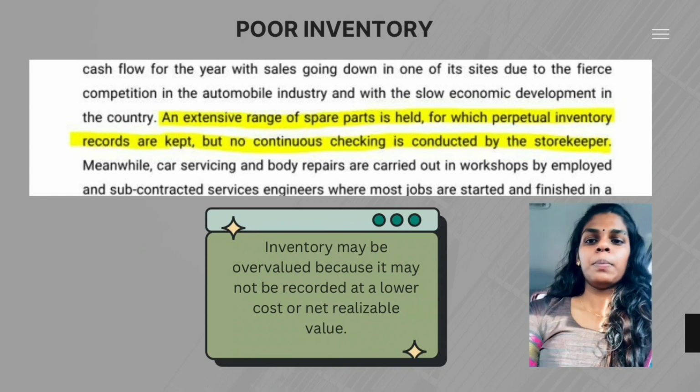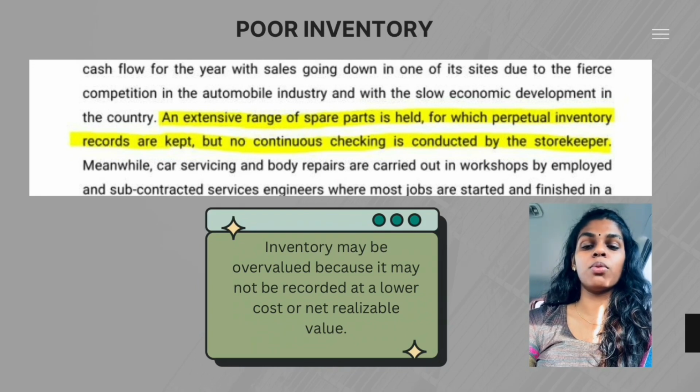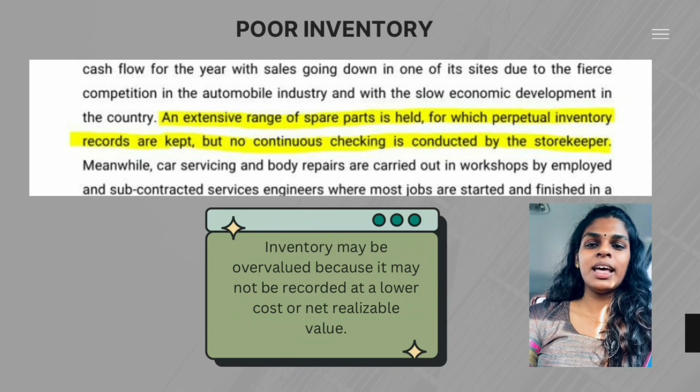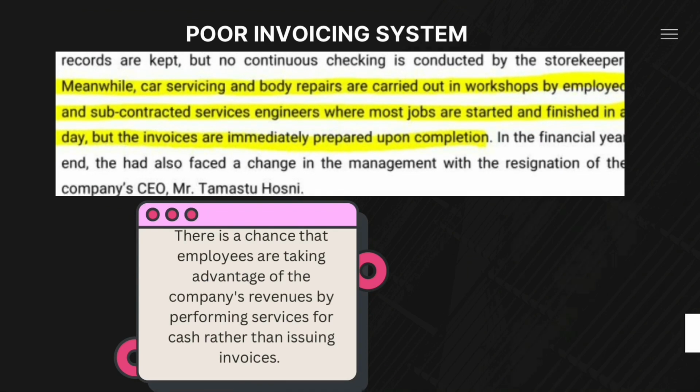Perpetual inventory systems are continuous. They are more flexible and complex than periodic systems, but they also involve more work in the form of documentation and counting methods. So the storekeeper does not manage inventory using a perpetual inventory method, which calls for keeping inventory at the cost of each item when it is purchased. As a result, inventory may be overvalued because it may not be recorded at the lower of cost or net realizable value. The next audit risk is poor invoicing system.